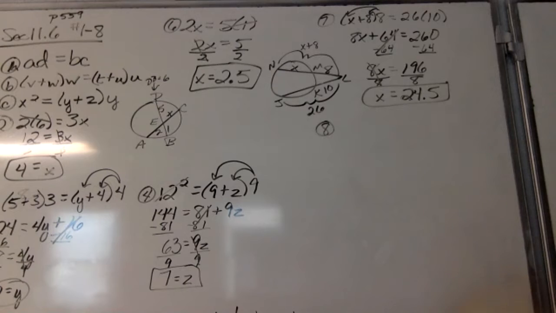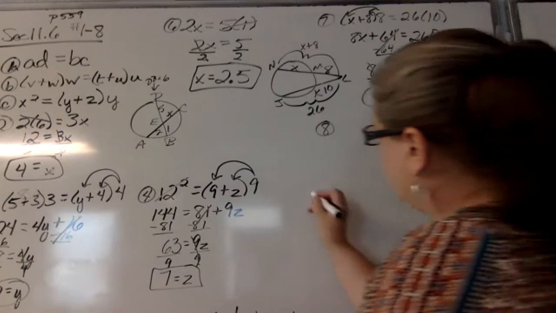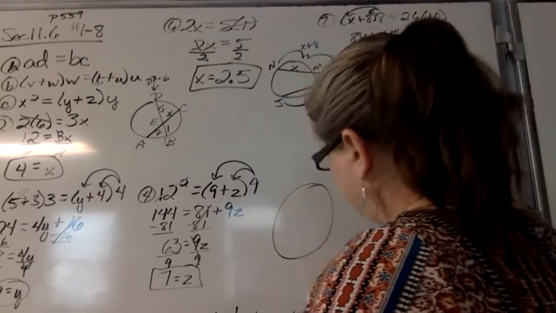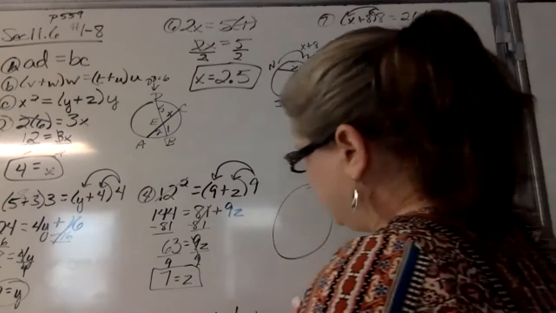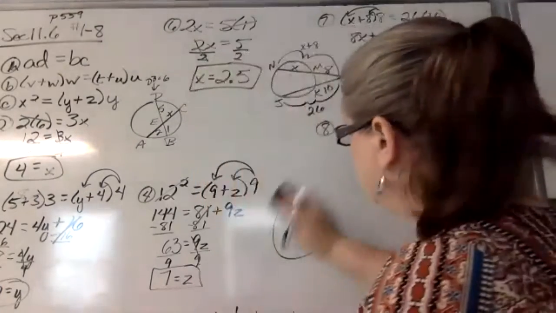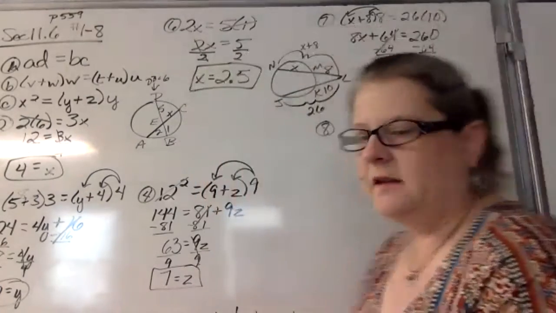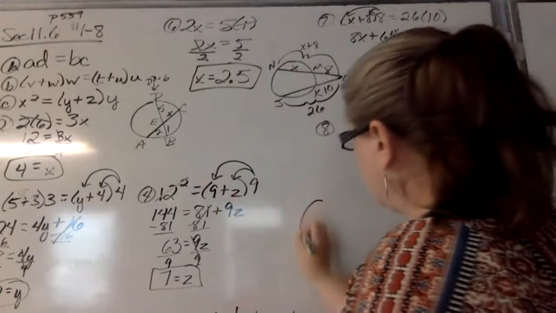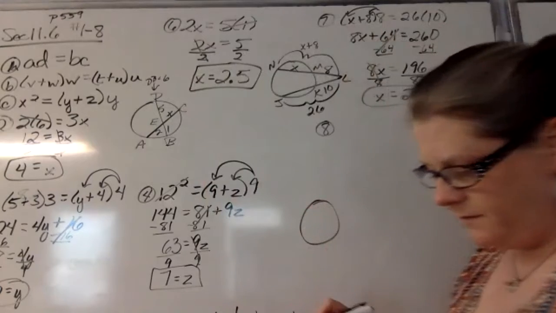Last one of these, number 8. Draw my lovely little circle. Yeah, that's pretty. All right. I can't look at that. That's terrible. All right. Let's try again. Draw my lovely little circle. I'll draw it smaller. I'll do better.